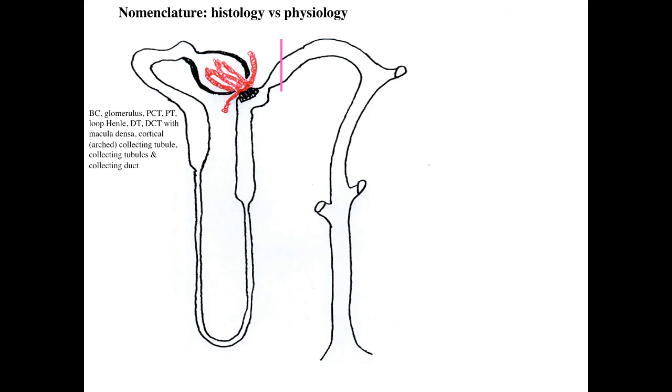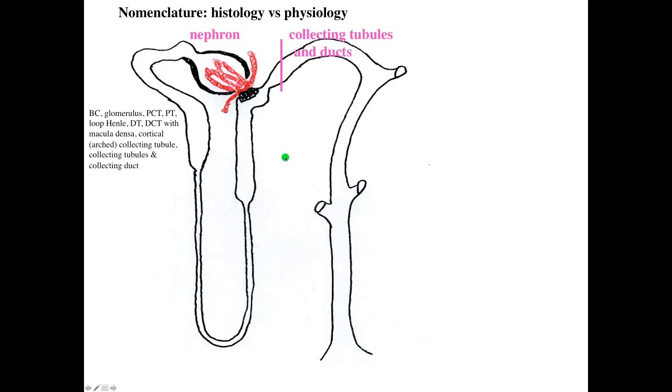Physiologists and histologists look at this nomenclature differently. A histologist or an anatomist would signify this region as the nephron and this region as the collecting tubules and ducts. So the histologists or anatomists would call the entire structure the uriniferous tubule. On the other hand, physiologists like to call the entire structure the nephron.